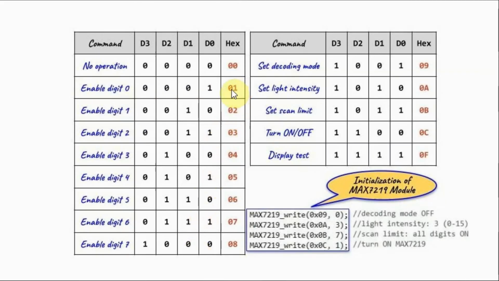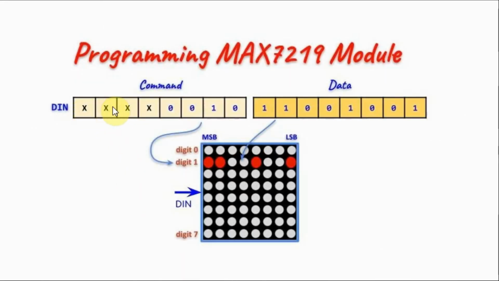Command bytes from hex value 01 to 08 will enable digit 0 to digit 7 or row 0 to row 7 on the MAX7219 matrix module. For example, if we send this command byte, then we enable digit 1 or row 1 of the module, and then we send this data where this byte will be displayed on that row. This is the most significant bit and this is the least significant bit.